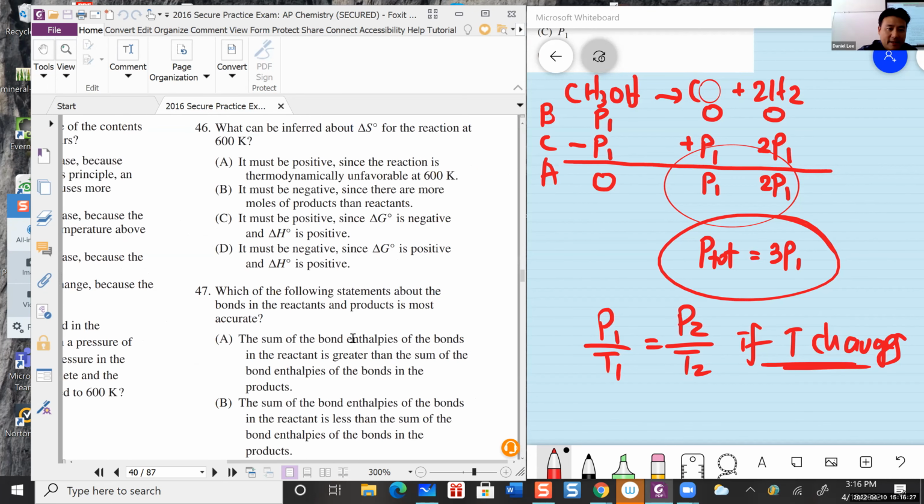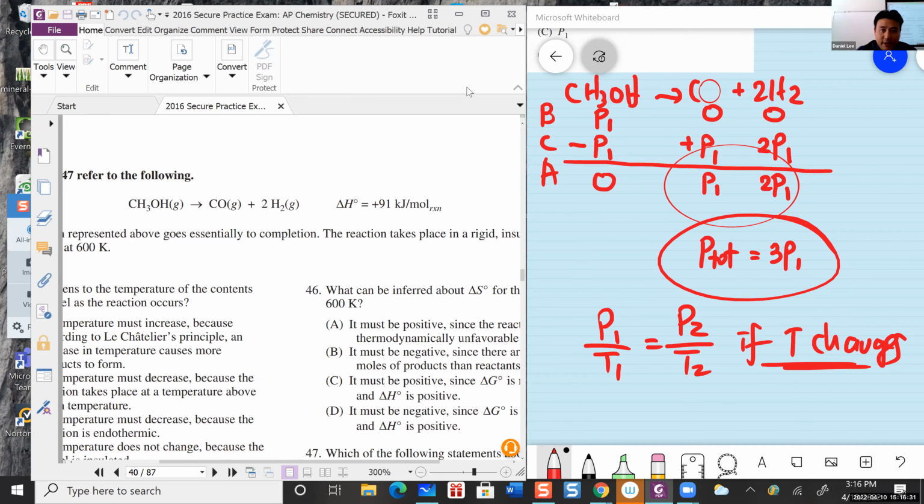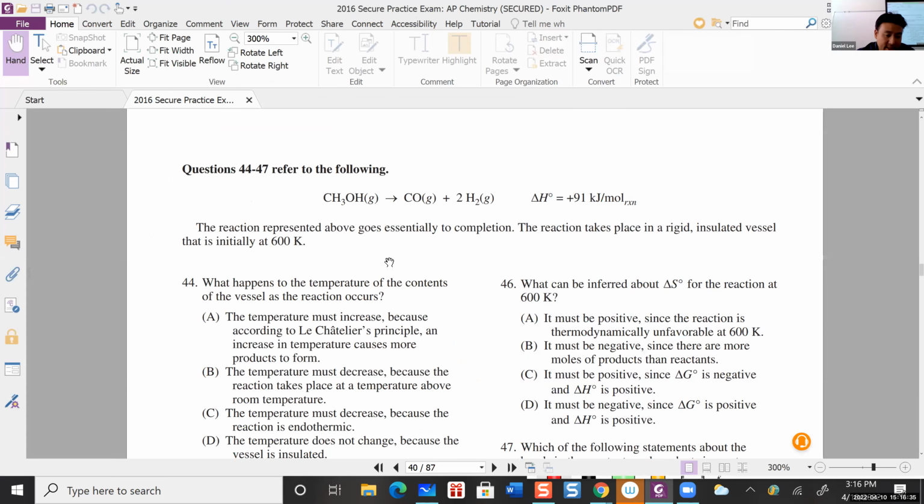What can be inferred about delta S? Well, S is positive because one gas becomes two gases, right? Three gases, right? So 46, the answer is C. It must be positive, yeah? And how do we know, well, it's not the other way, right? There's no other possible choices. So 46, the answer key says C.